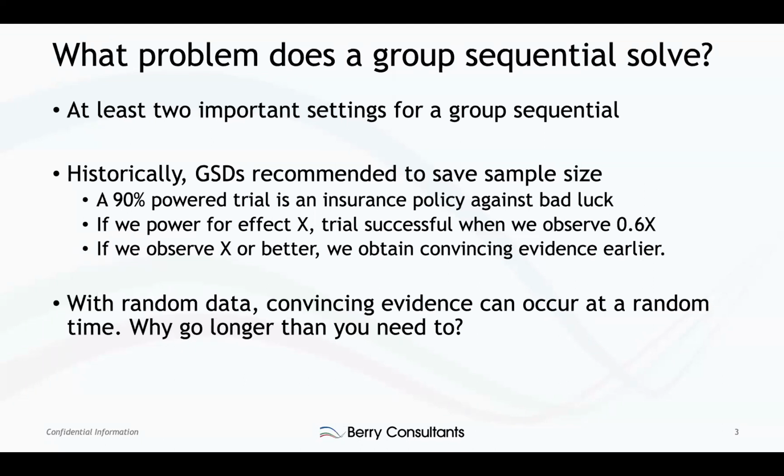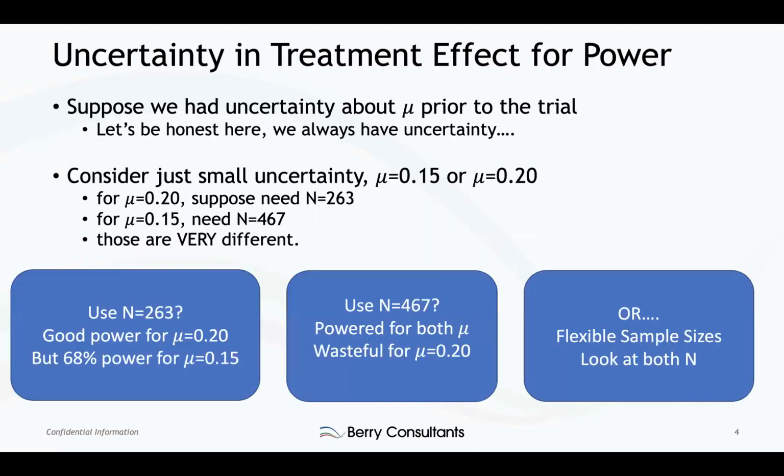There's a built-in protection against bad luck. If my observed data is a little bit worse than the truth, I still get a successful trial. So if we don't have that bad luck, odds are the clouds parted earlier, and I get convincing evidence earlier. Can I go ahead and stop the trial at the time that it makes sense to, rather than waiting for this insurance policy to kick in? So that's kind of historical. It's certainly valid. I think in practice, we see more of the second reason.